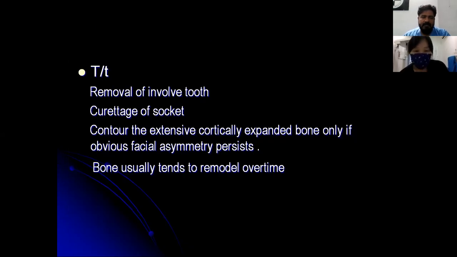Now the treatment is removal of the involved tooth, curettage of the socket, and contouring of the extensively expanded cortical bone, only if it is obvious and facial symmetry is distorted. If the facial symmetry is distorted, then only remove the contour. Otherwise, if it is not distorting, then leave it. You remove the foci, and the rest everything will be taken care of.